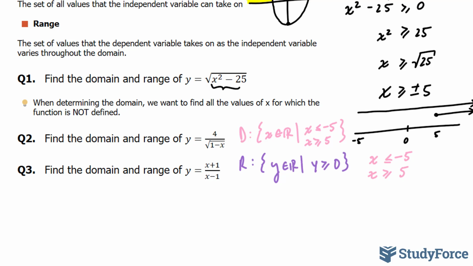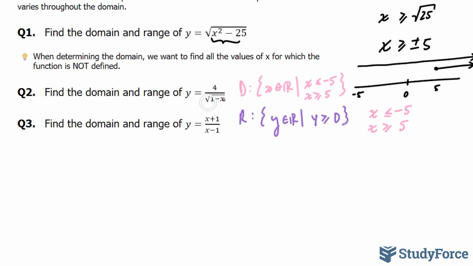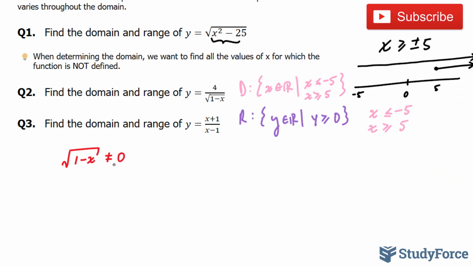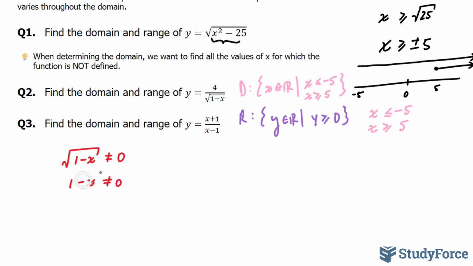This time they want us to find the domain and range of y is equal to 4 over the square root of 1 minus x. The denominator we know can't be 0. You can't divide any number by 0. So the square root of 1 minus x cannot equal to 0. Let's solve for x. We square both sides. Solve for x now. Bring this over. X cannot equal to 1.